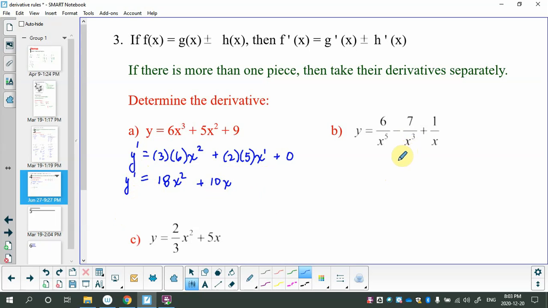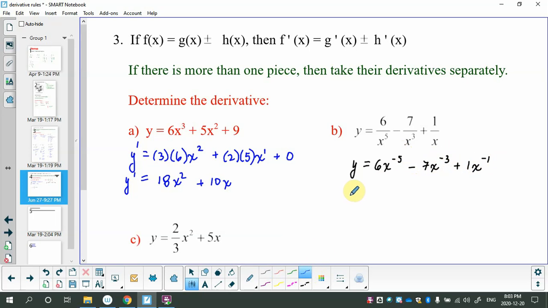Okay, so this one, not so nice, because I've got my little letter fraction. So I'm going to dig out the black pen, and I'm going to set this up. So this is not y prime. I am not taking the derivative. I'm setting this up so I can take the derivative. So this one will be 6x to the negative 5 minus, this one will be 7x to the negative 3. This one will be plus 1 if you want it there, x to the negative 1. So now it's set up.